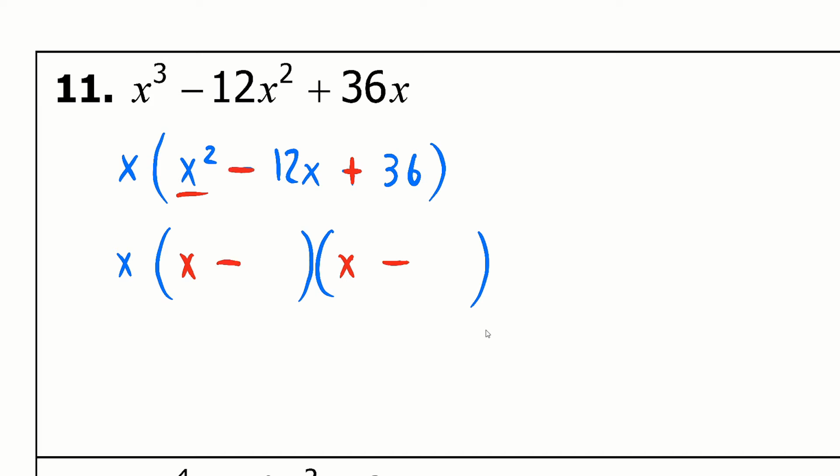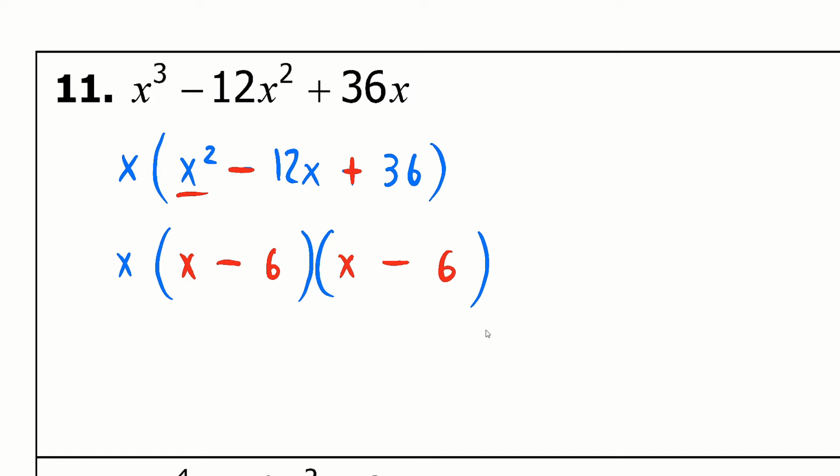So they're combining. What numbers will multiply to get 36? Combine to get 12. Again, if you need to go through the factors of 36, go right ahead. That's 1 and 36. That's 2 and 18. That's 3 and 12. That's 4 and 9. That's 6 and 6. The only ones that will combine to get 12 is 6 and 6.